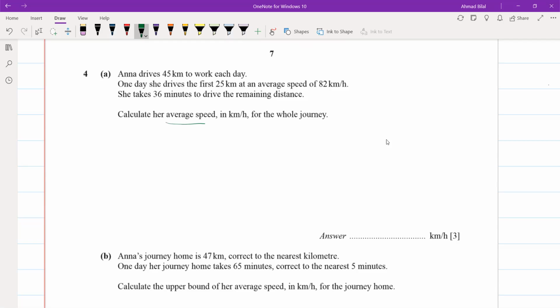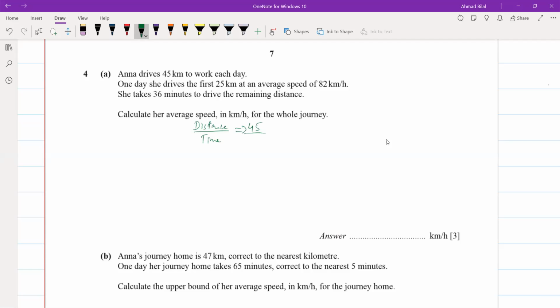अब average speed का formula क्या होता है? That's total distance divided by total time. ये होता है ना हमारे पास total distance over total time. Now we have the total distance given, or do we? We have 45 kilometers, the total distance given. That's the total distance. Now it says one day, on a particular day, she drives the first 25 kilometers. The distance हमें पता है यहाँ पे, by the way, the total distance is 45.